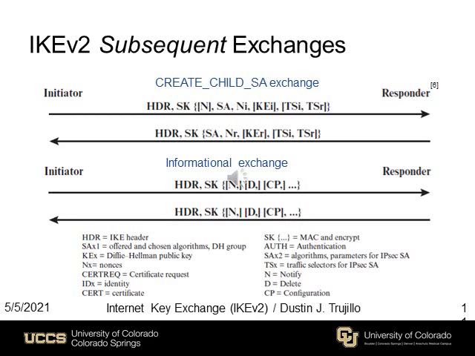As you recall, the previous slide highlighted the initial exchange process. Continuing on, this slide highlights the subsequent exchanges, specifically the create child SA exchange and the informational exchange, as you can see with the blue text. Furthermore, the create child SA exchange can be used to establish further security associations for protecting traffic. Additionally, the informational exchange is used to exchange management information, such as IKEv2 error messages and other notifications.